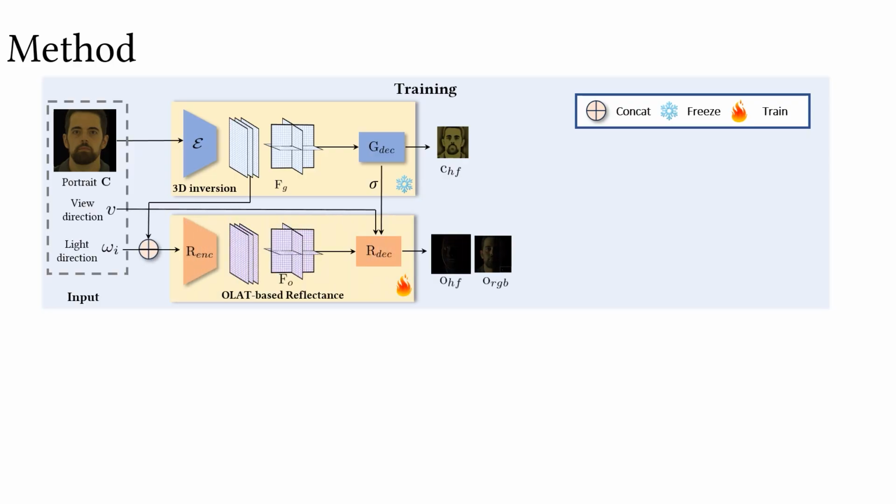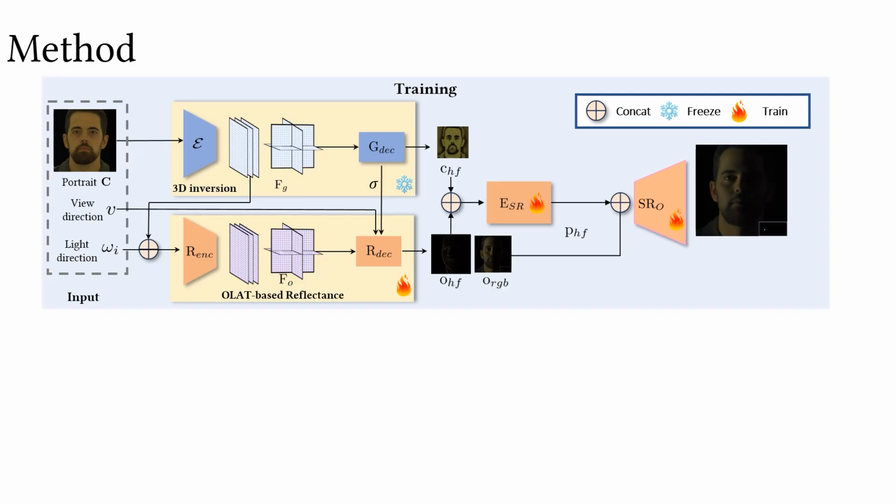Next, we introduce our OLAT-based reflectance module, which is conditioned on the OLAT light direction. This module models 3D facial reflectance using an efficient triplane representation. It is decoded into a high-frequency feature map and a low-resolution OLAT image. We then combine the reflectance features and appearance features from the inversion stage and feed them into a super-resolution network, which synthesizes the final high-resolution OLAT image.